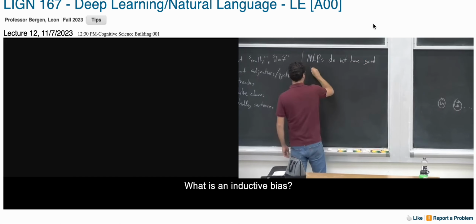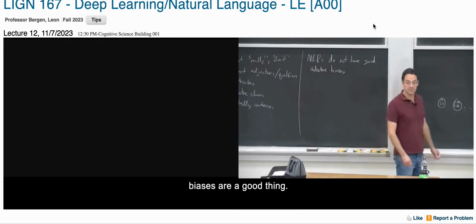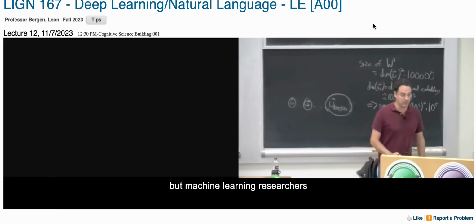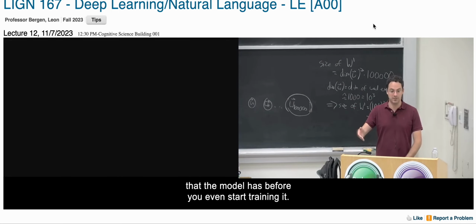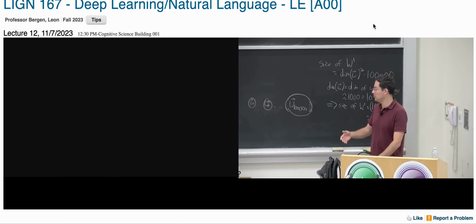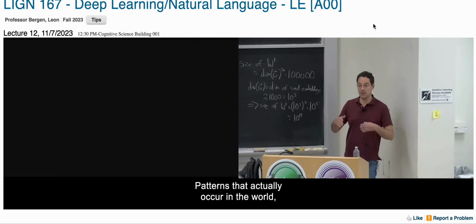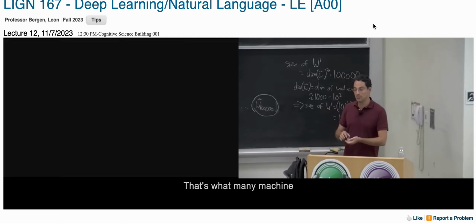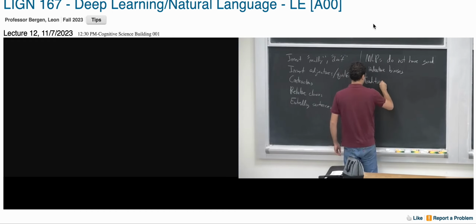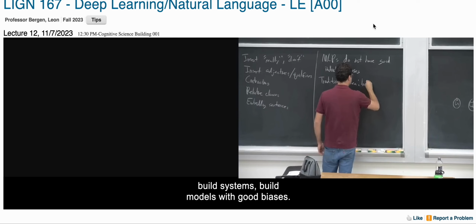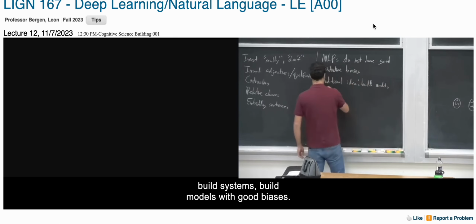What is an inductive bias? For many people in machine learning, biases are a good thing. You don't like bias, but machine learning researchers traditionally have liked bias. Why? Bias means basically information that the model has before you even start training it. Why do you want to put information into your model? So that it learns more easily, so that patterns that actually occur in the world are easier for the model to learn. So the traditional idea is to build models with good biases.